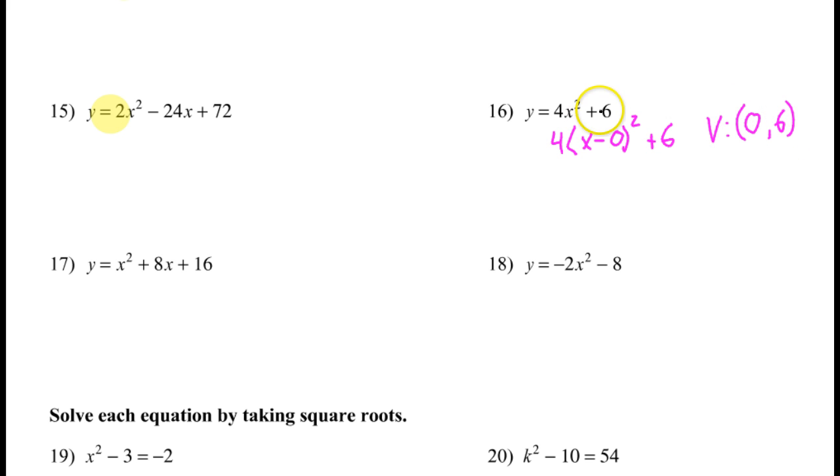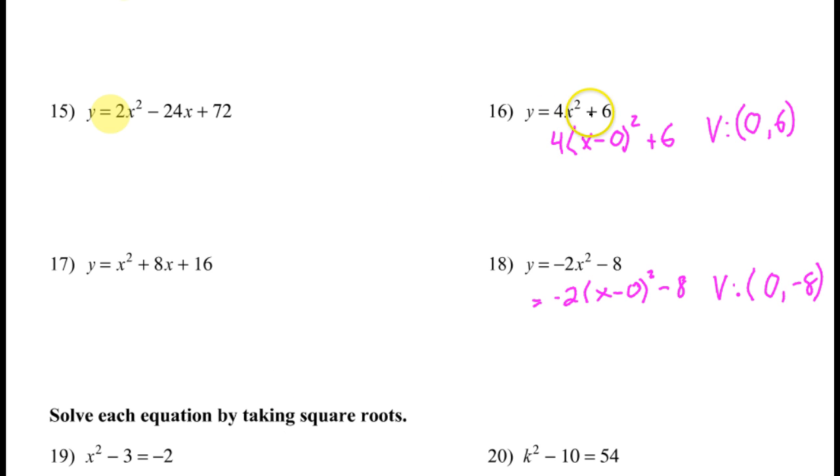So you can be missing the plus c value on the end, or if it's just a regular x squared, that's the same as x minus 0. So you know your x coordinate is 0. Same thing on 18. It's the same as x minus 0 squared minus 8. So we simply have 0, negative 8.